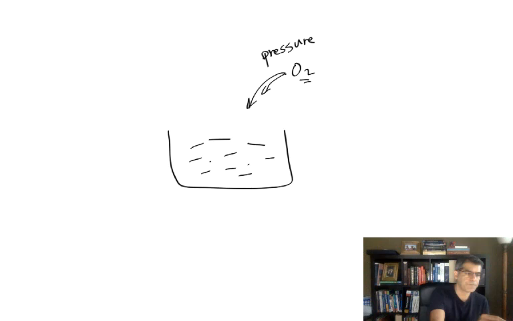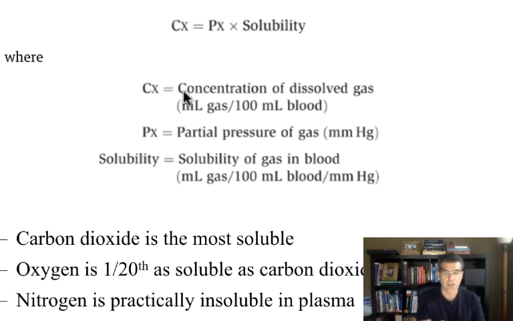So therefore, Henry said, to find out the concentration of dissolved gas, how much of a gas we can dissolve in the fluid, we have to look at the partial pressure of the gas, px, and also the solubility. For instance, we know that carbon dioxide is the most soluble gas in the air. Nitrogen practically is insoluble. Oxygen has solubility 1/20th of carbon dioxide. Now let me give you an example so that you understand.